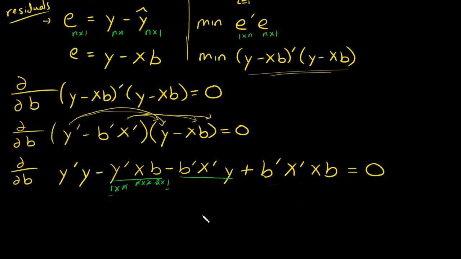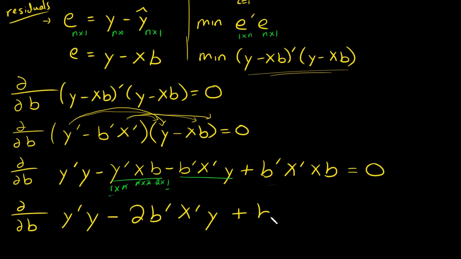So let me go ahead and combine them in this next step. So I have the partial derivative with regards to b, y prime y minus 2 b transpose x transpose y plus b transpose x transpose xb. Right, so that's 0. Okay, so I've simplified basically. That's all I've done. Now I'm ready to go ahead and take this partial derivative.